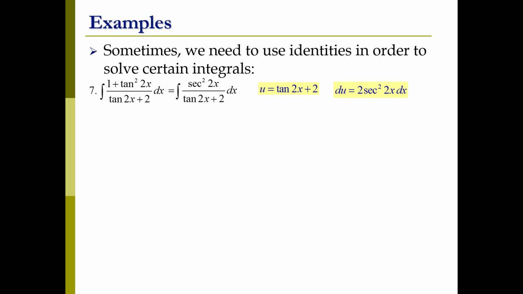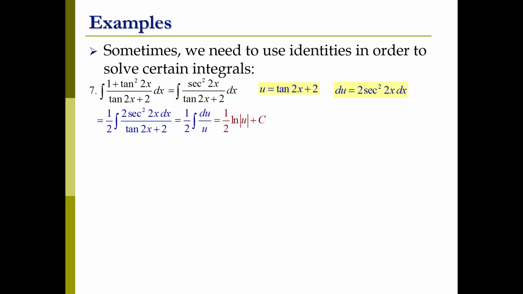That's appropriate because in the numerator we have secant squared 2x dx. We need the 2. So we're going to multiply it by 2, but if we multiply it by 2, once again, we've changed our problem, and we're going to have to divide by 2. So we end up with 1/2 the antiderivative of 2 secant squared 2x dx all over tangent of 2x plus 2. So now we're going to get 1/2 du over u, and of course this is an ln, so we get 1/2 ln of absolute value of u plus c.